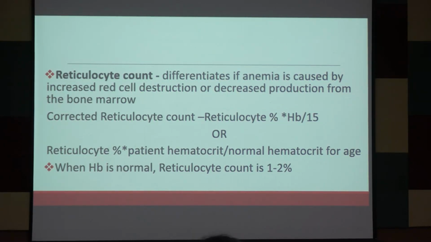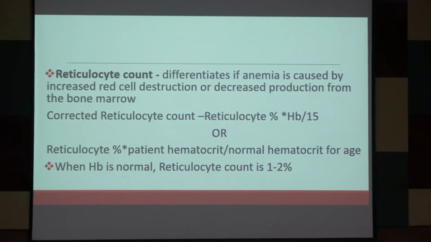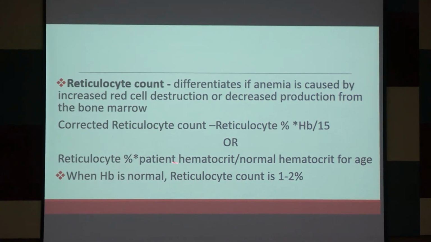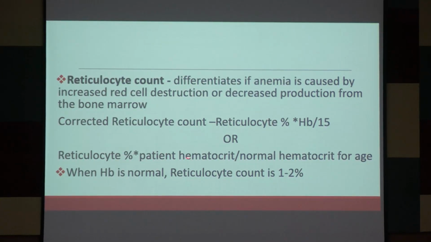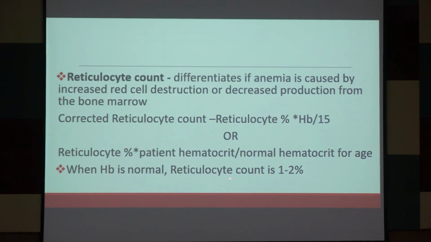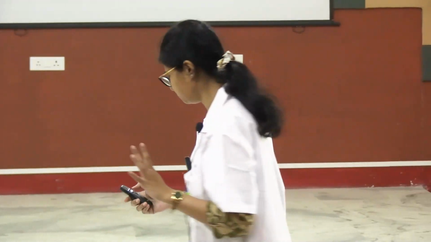Okay. Now, there is a term called corrected reticulocyte count. Corrected reticulocyte count, two formulas are there. Reticulocyte percentage into hemoglobin by 15, or reticulocyte percentage into patient hematocrit by normal hematocrit. When the hemoglobin is normal, reticount is 1 to 2%. This is very technical. The formula is a bit difficult. Since it is mentioned in the OP Ghai textbook of pediatrics, I have made a slide out of it. Otherwise, I wouldn't have mentioned it in the class. Okay, you will have to mug it up. No option is there.